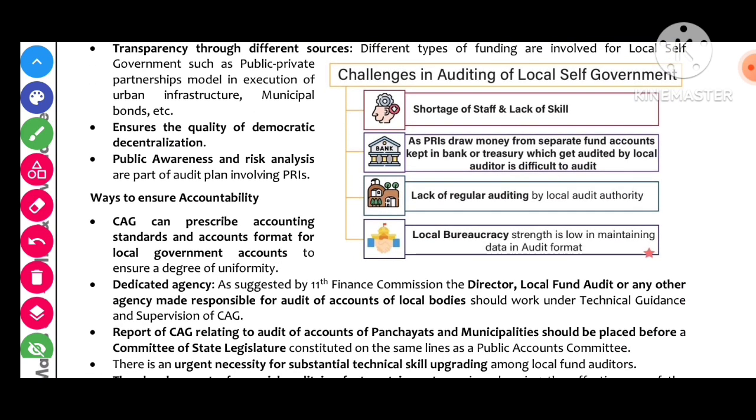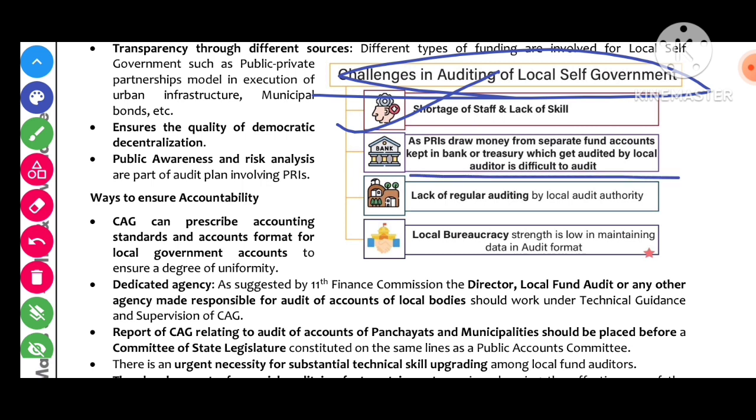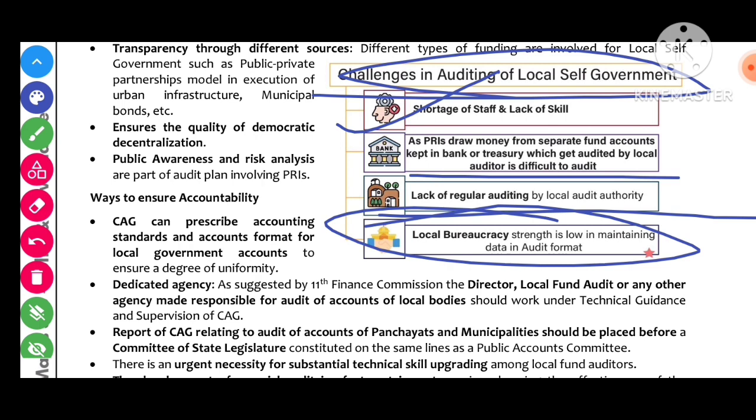And challenges, ways to ensure accountability, and what are the challenges in auditing local self-government: shortage of staff and lack of skill. Panchayati Raj institutions draw money from separate fund accounts kept in bank or treasury, which get audited by local auditors and is difficult to audit. There is also lack of regular auditing by the local audit authority, and local bureaucracy is weak in maintaining data in audit format. So you can remember this.